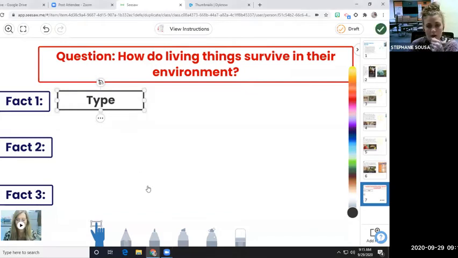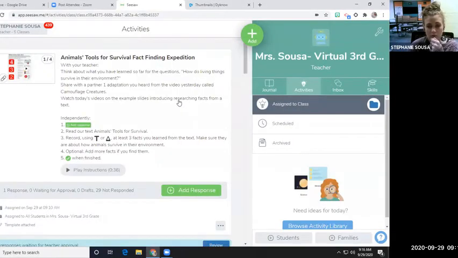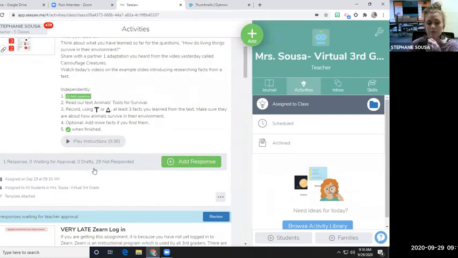All right, kiddos, so this assignment has been released to you on Seesaw. So when you go to Seesaw, it is right up top in your activities. We have 15 minutes, and I'm going to place you into a breakout room for 15 minutes to work on this assignment, Animal Tools for Survival Fact-Finding Expedition. Here is what I envision happening as you are working together. When you are working, one person should read for your group. So somebody can read the paragraph, and then all of you can discuss what fact you think is most interesting or important and highlight that, okay?